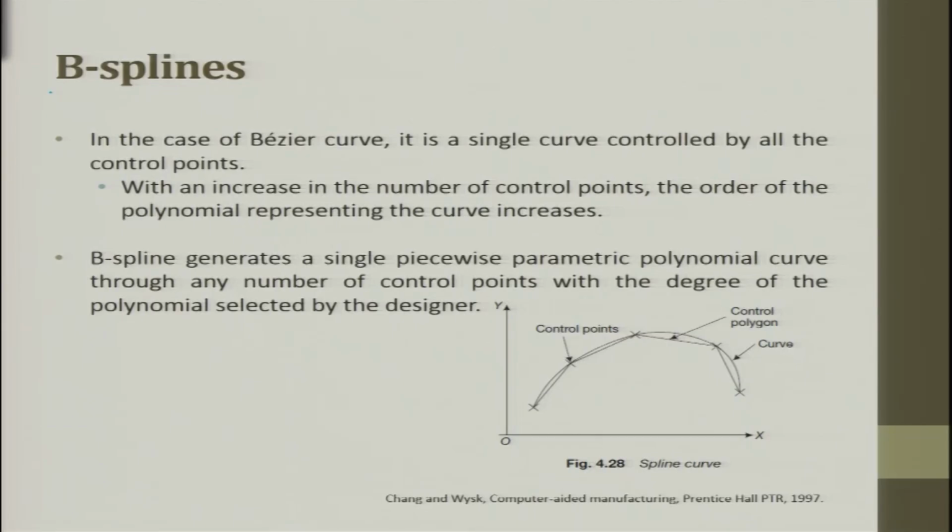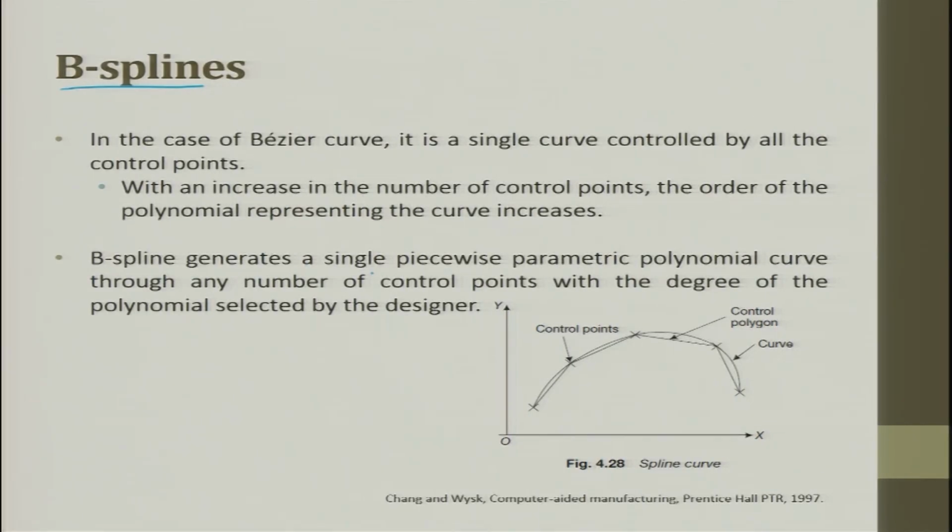The next advancement: I don't want just to control, I want to control as closely as possible. So, what limitation was there in Bezier was removed by using B-spline. In the case of Bezier curve, it is a single curve controlled by all the control points. It is only a single curve. With an increase in number of control points, the order of the polynomial representing the curve increases. So, if you want to have more and more control, you have to keep increasing the number of control points.